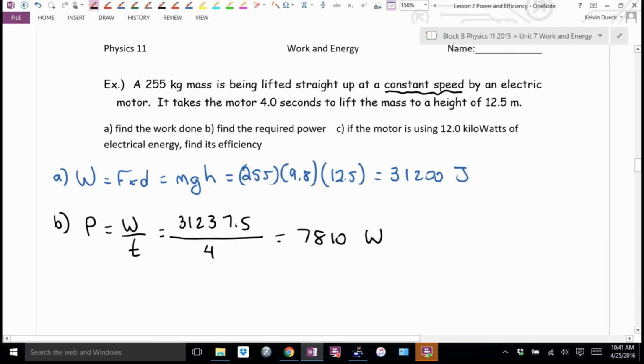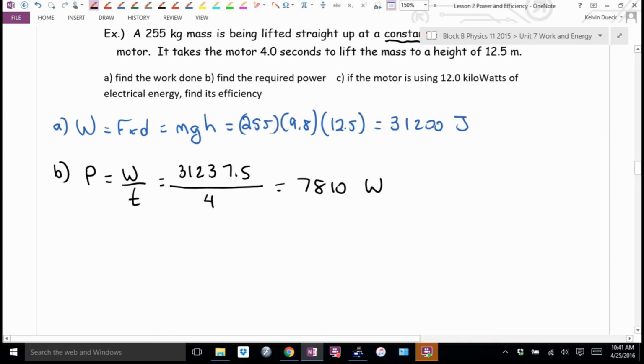That's how many watts, James, we're getting out. Boyana, according to this question, how many watts are we putting in? Part C, what does it say? 12 kilowatts is how many normal watts? 12,000, right? Don't overcomplicate. Kilo is 1,000, so 12,000. We're putting in 12,000 watts. We're getting out 7,810 watts. What does it want me to find?